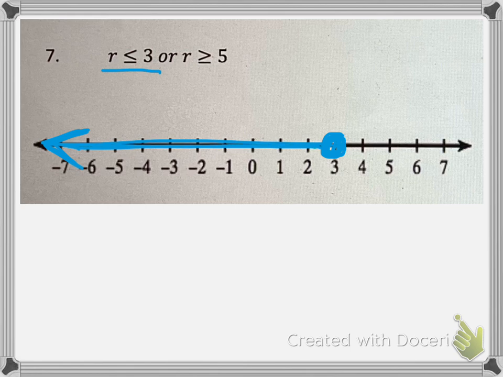Now I'm going to do it again, and I'm going to do it for this one here. And I'm going to put a colored in circle because it's equal to. And it says R is greater than, so greater than. Notice as I graph these, I've got that open space. Remember that open space we talked about? There's that open space. That makes it an or statement. Plus, it's got the word or in there.